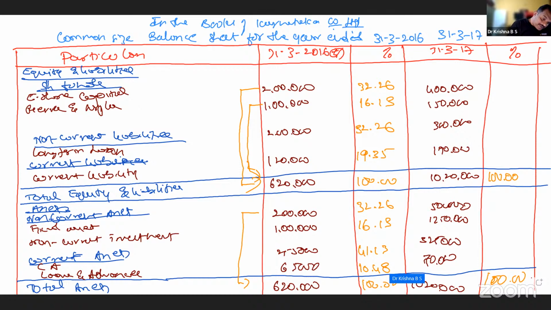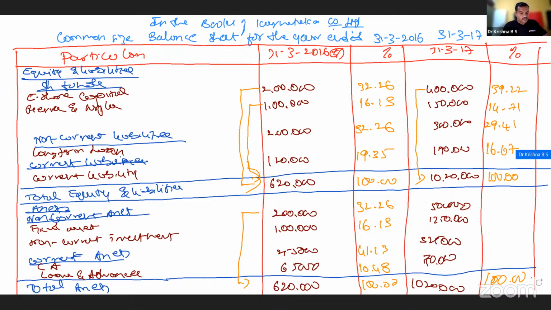Next, for the next year, 4 lakh divided by 10 lakh 20 into 100 will be 39.22. Next, 1 lakh 50 divided by 10 lakh 20 into 100 will be 14.71. Then 3 lakhs divided by 10 lakh 20 into 100 will be 21.41. Then 1 lakh 70,000 divided by 10 lakh 20,000 into 100 will be 16.67.